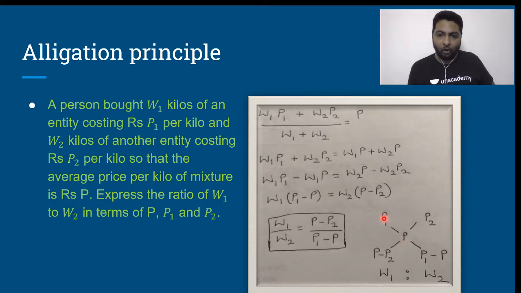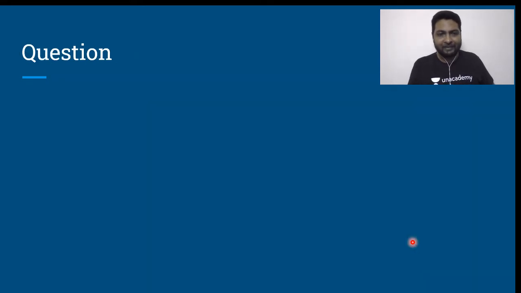So in this fashion, along this diagonal it will be P1 minus P, and along this diagonal it will be P minus P2. P minus P2, P1 minus P, that is nothing but the ratio of W1 to W2. W1 is to W2 is equal to P minus P2 is to P1 minus P. This is the principle of allegation, and it is extremely important and advantageous to understand and use. We'll see a lot of questions in this session where we'll be applying it. Clear? Let us move on with a question.